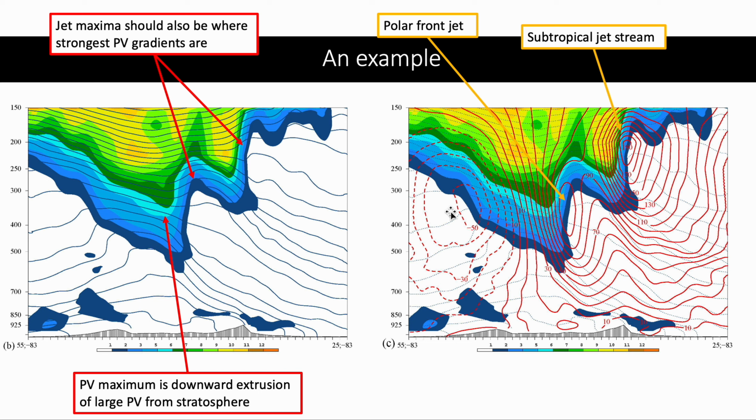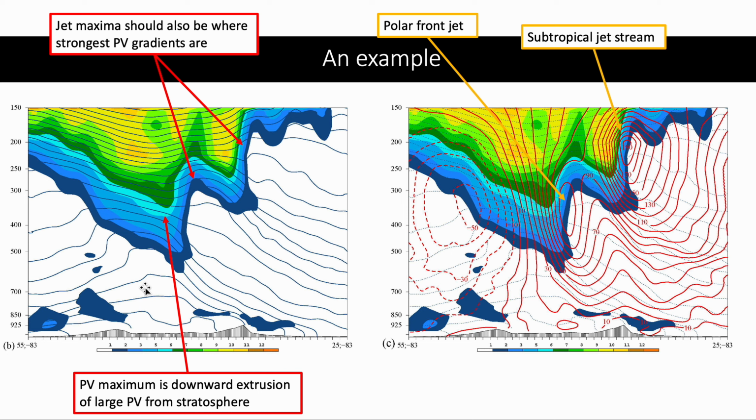Otherwise, let's see, was there anything else? This is a pretty, I wouldn't say standard, but a pretty good illustration of what PV maxima, or areas of enhanced PV, can look like. And even here in Hawaii, we do sometimes have lows that show a pretty decent intrusion of stratospheric air. It's unlikely that stratospheric air can come all the way down to the surface, but sometimes we do observe these kinds of intrusions.